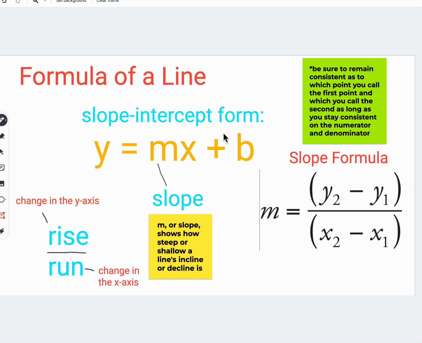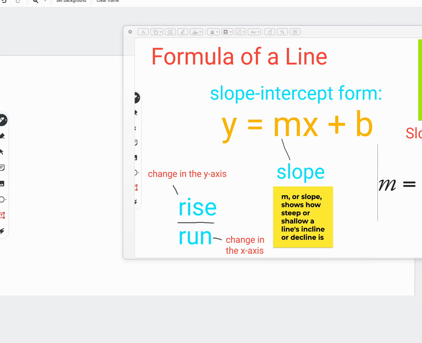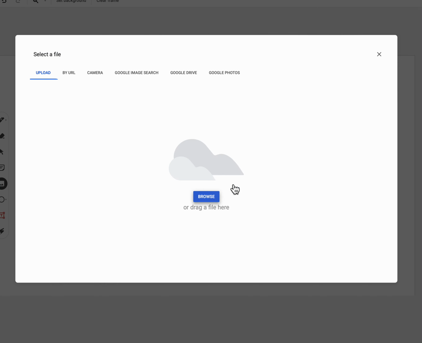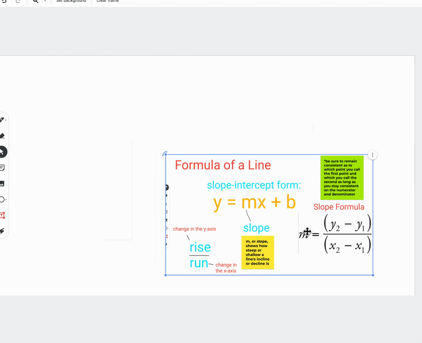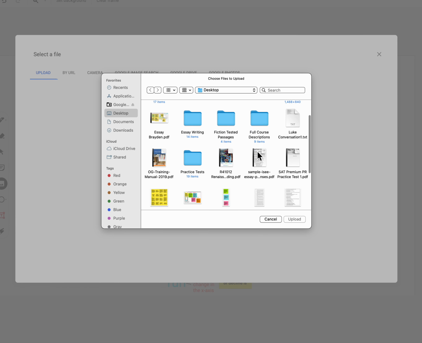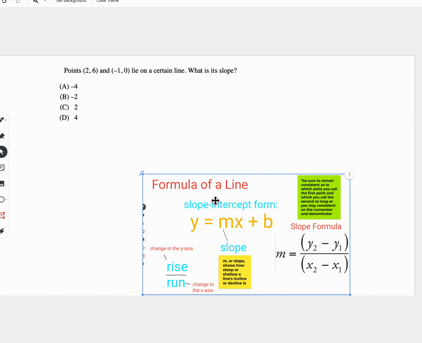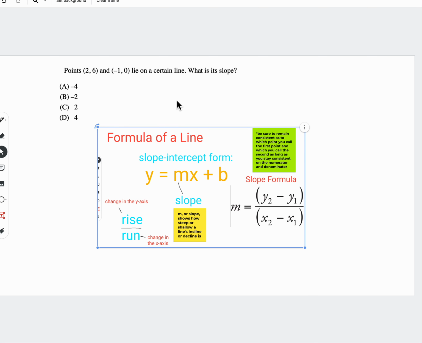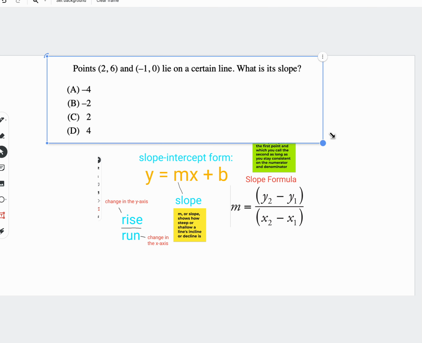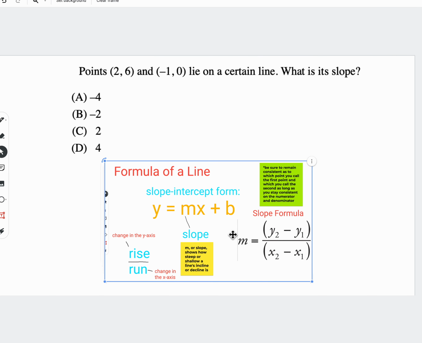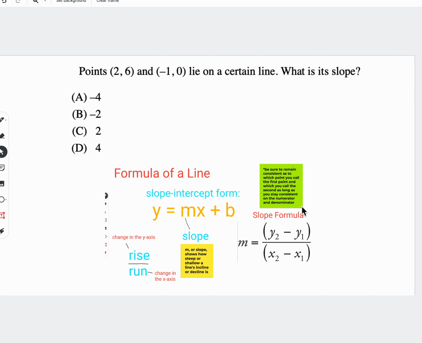Now let's try a practice problem. Bring in our notes as well. Points 2, 6 and negative 1, 0 lie on a certain line. What is its slope?